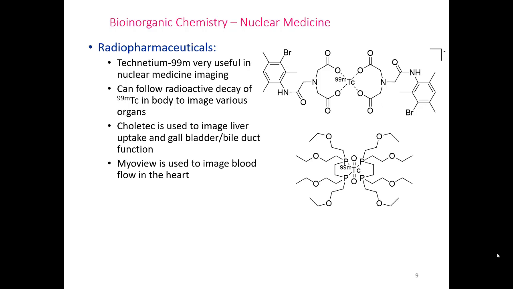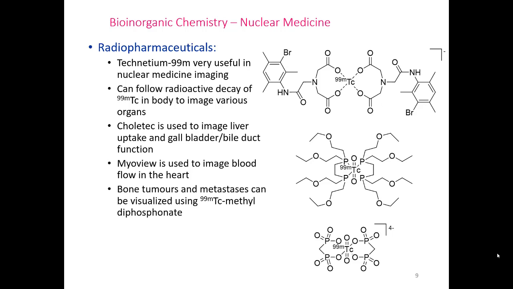MyoView, on the other hand, shown to the right, is used to image blood flow in the heart. Lastly, bone tumors and metastases can be visualized using technetium-99m methyl diphosphonate. A proposed structure of this imaging agent is shown to the right here, but the structure is not well known, and this imaging agent likely exists as a mixture of complexes and clusters in solution.